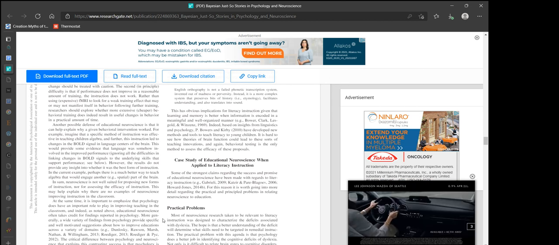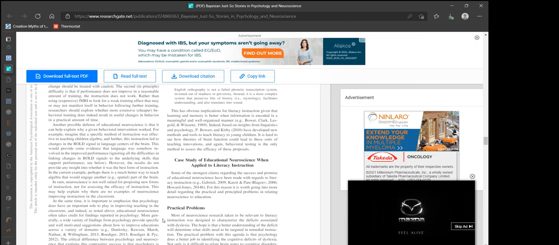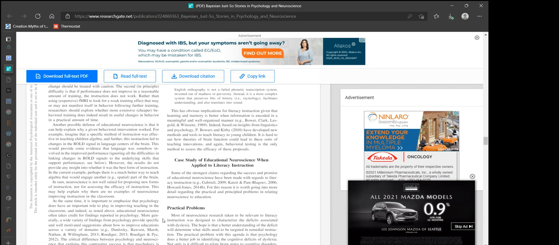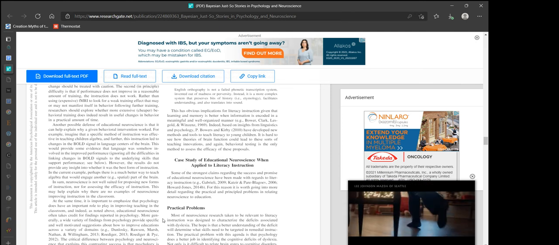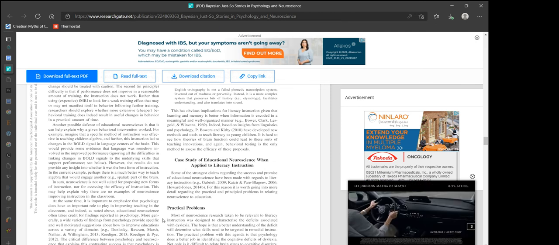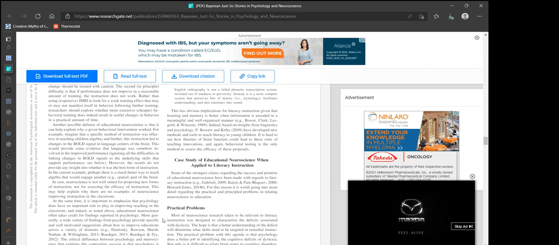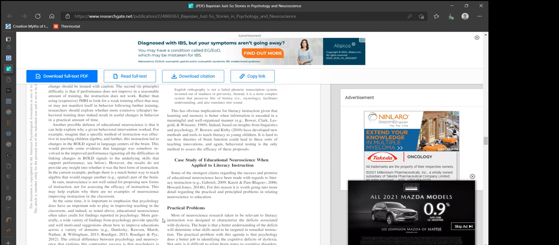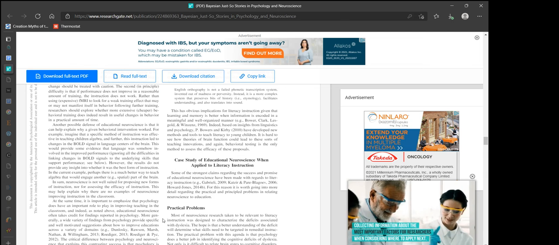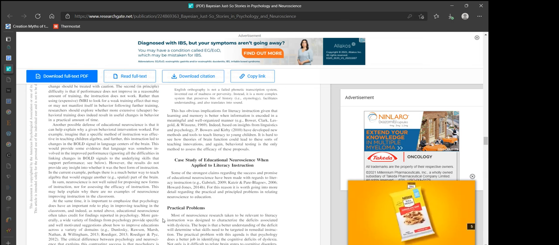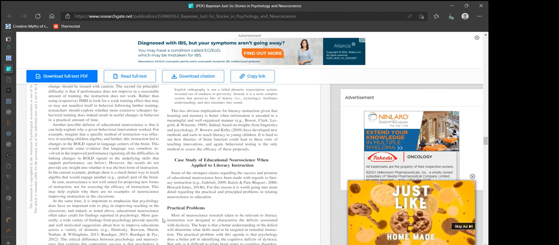Another possible defense of educational neuroscience is that it can help explain why a given behavioral intervention worked. For example, imagine that a specific method of instruction was effective in teaching children algebra, and further, this instruction led to changes in the BOLD signal in language centers of the brain. This would provide some evidence that language was somehow involved in the improved performance, ignoring all the difficulties in linking changes in BOLD signals to the underlying skills that support performance, see below. However, the results do not provide any insight into whether it was the best form of instruction.